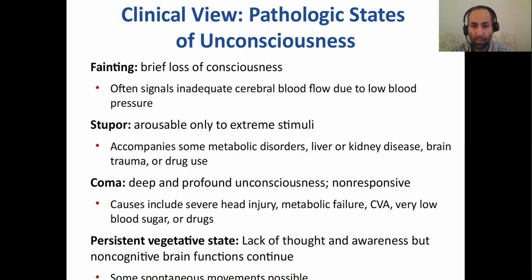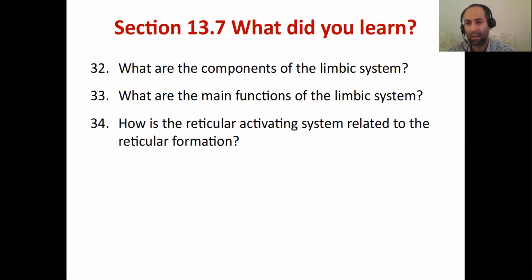Coma, deep and profound unconsciousness, again, diabetic ketoacidosis, trauma to the head, electrolyte abnormalities, hyponatremia, hyperkalemia, very low blood sugar. Certain drugs can put you into a coma as well. Persistent vegetative state is when you are brain dead. There's no activity in the brain. The EEG is not picking up any activity, but since your brain stem is still functioning, you're breathing, your pulse is still going, but there's no active thinking or anything going on in your cerebral cortex.